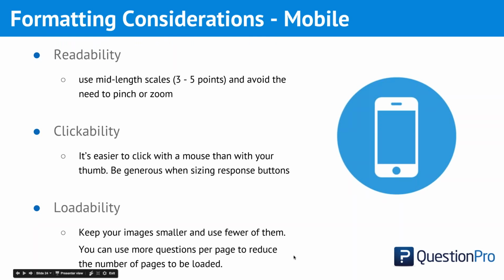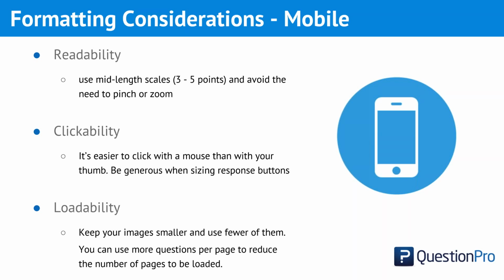Okay, I know I'm running short on time, so mobile, things you need to know. Readability: keep your scales to a shorter number of points, 3 to 5 points, to avoid the need to pinch or zoom. Clickability: it's a lot easier to click with the mouse than with your thumb, so be generous when sizing your response buttons. And loadability: keep your images smaller and use fewer of them to reduce the amount of time it takes for a page to load.